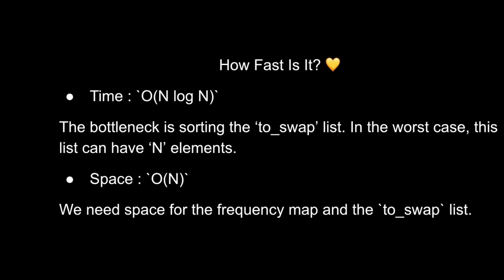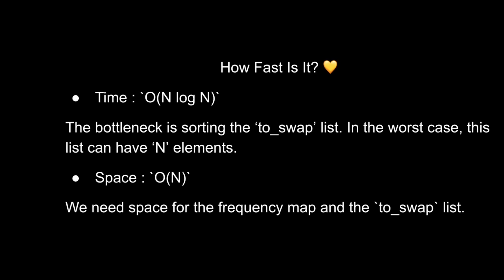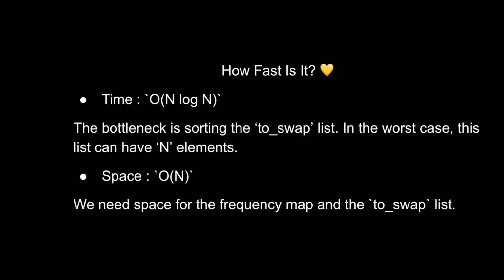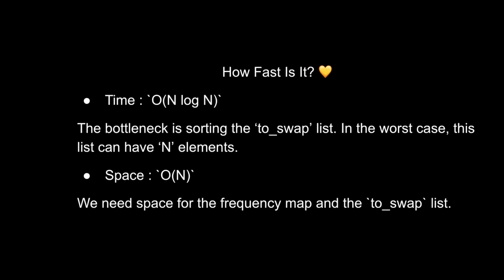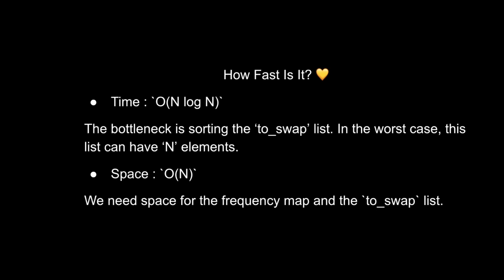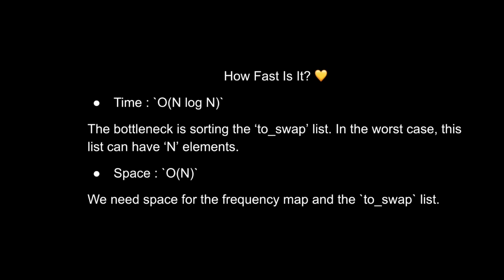So how efficient is this solution? The main performance hit comes from sorting our list of fruits to swap. If n is the total number of fruits, this takes O(n log n) time. In terms of space, we need to store the frequencies and that same swap list, which could take up to O(n) space in the worst case.